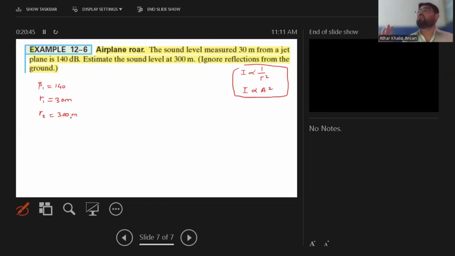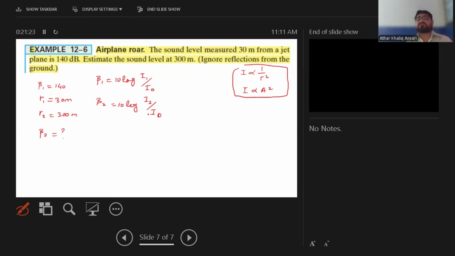First, I am trying to find the intensity, and then I will do the other one. My question is to find beta 2. But what is beta 1? Beta 1 is equal to 10 log of I1 over I0, and beta 2 is equal to 10 log of I2 over I0. So these are the two relationships.